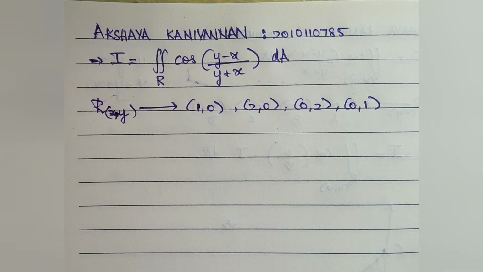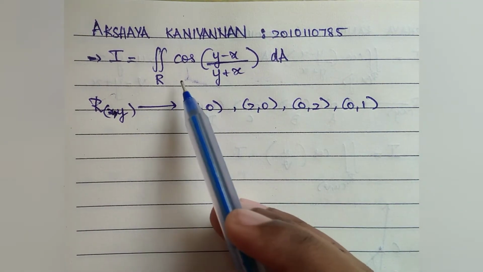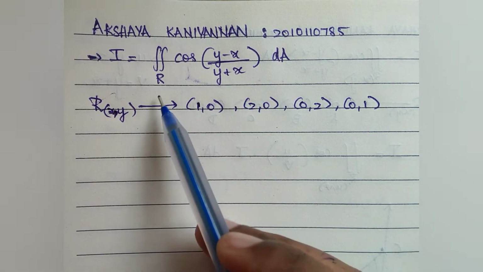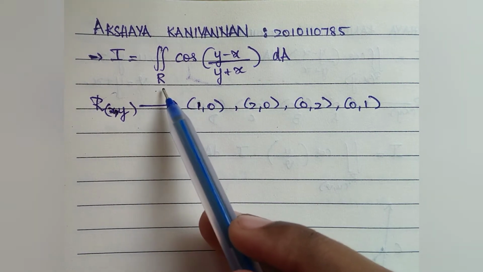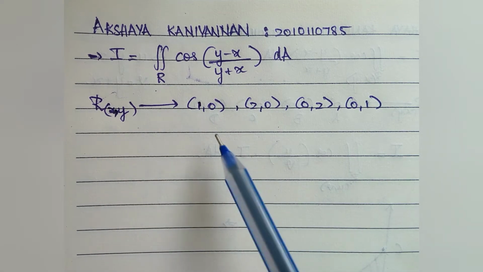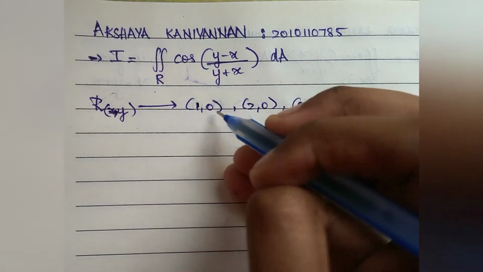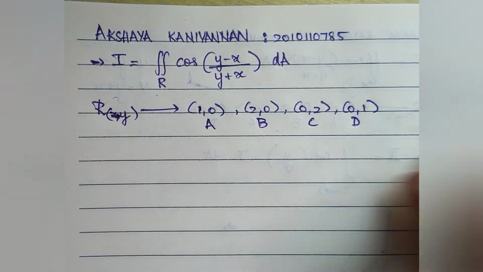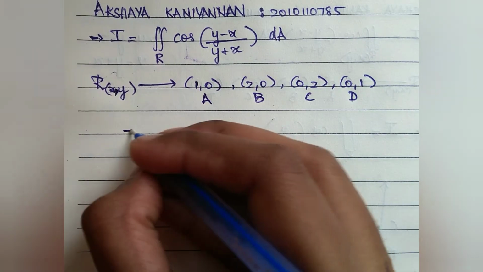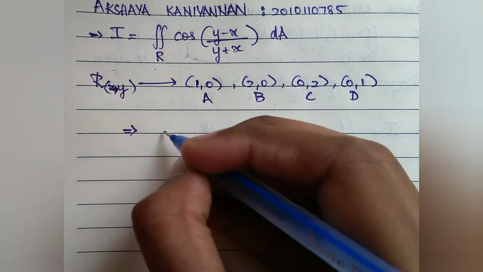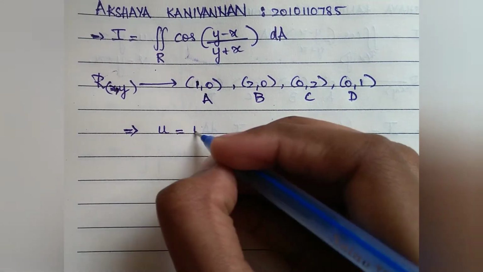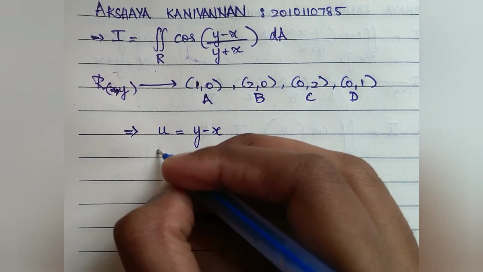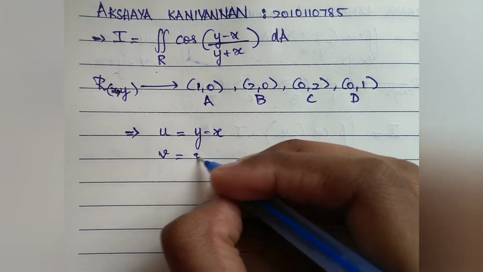So let's get started on the question. We have to evaluate the given integral with the limits set to R, where R in the xy plane is the region bounded by the given points. So let's say A, B, C and D. Now let's assume two new variables where u is y minus x and v is y plus x.